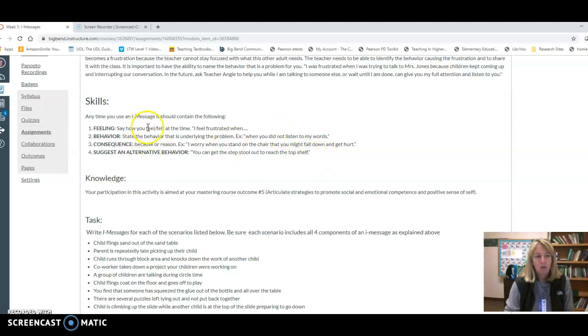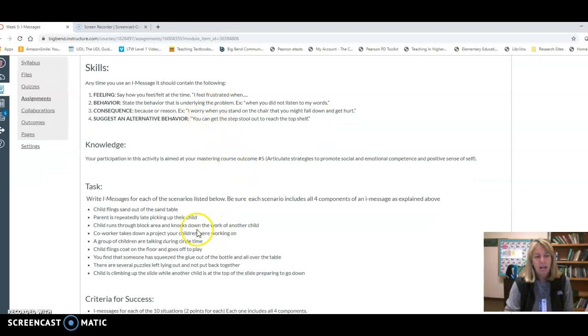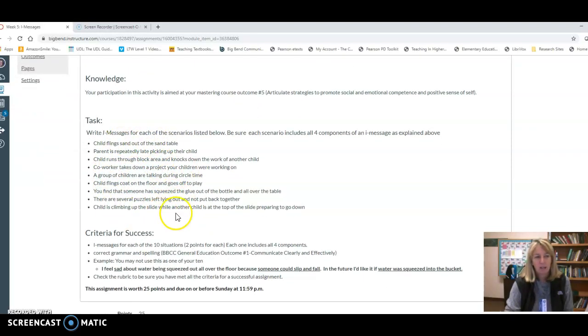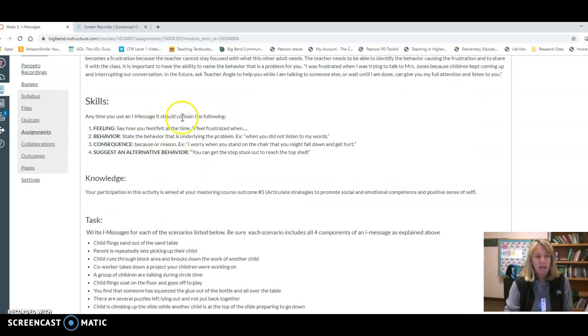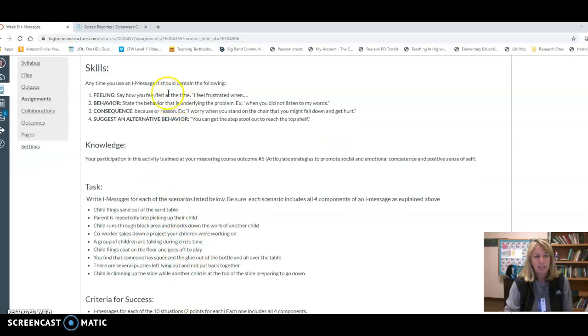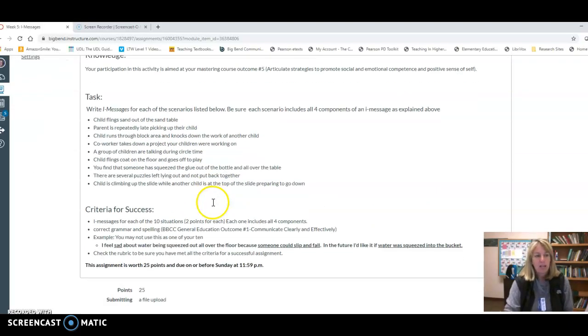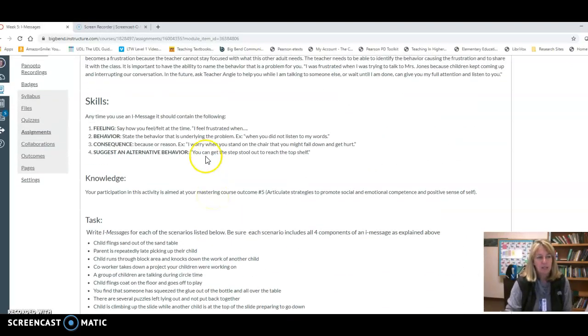All right, so all 4 of those pieces have to fit inside each I statement. So your task is to go through these scenarios right here that could be happening in your world and put each one into an I statement. So you'll have these 10 sentences written out with these 4 parts in each sentence. That's explained again here, but I just wanted to go over these I statement components. Those are the 4 components.